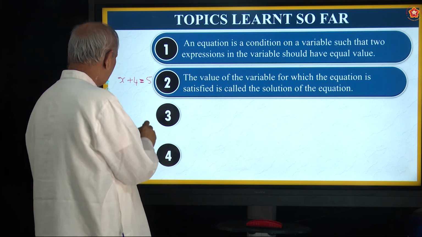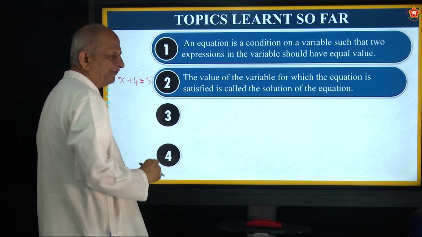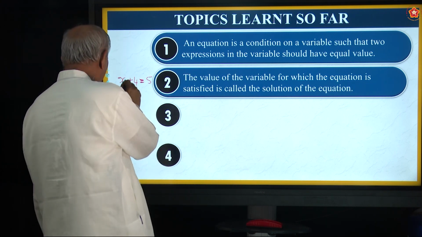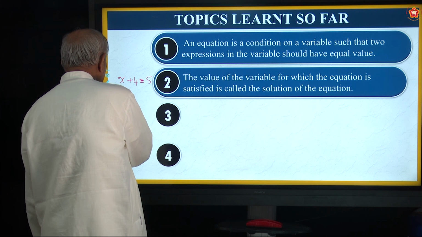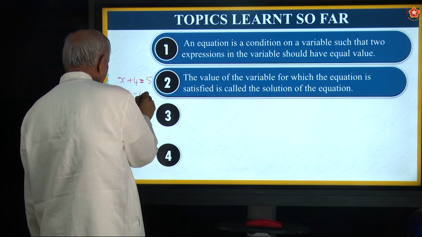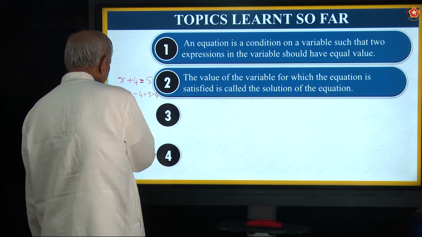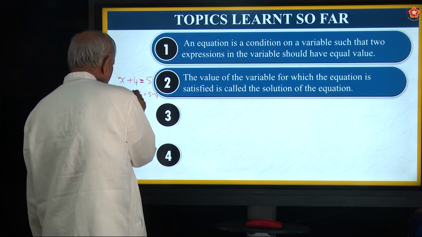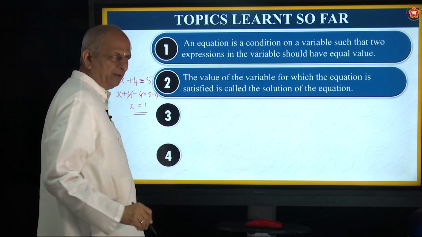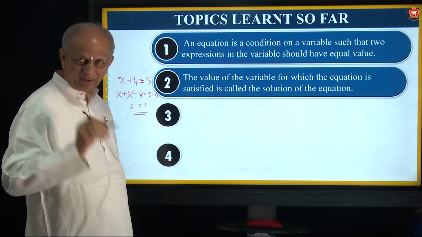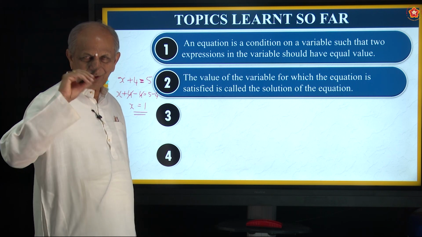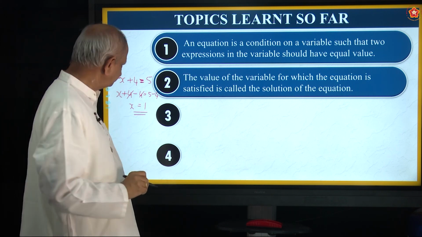So, solution means what? For what value of x this equation holds good. So, what is the value given? Value of x will be, this plus 4 minus 4 cancels, x will be 1. So, for value of x is equal to 1, this equation holds good, okay. So, 1 plus 4 becomes 5.